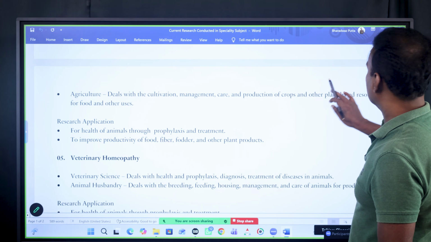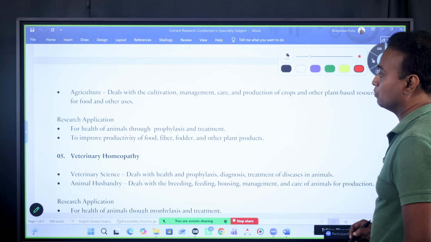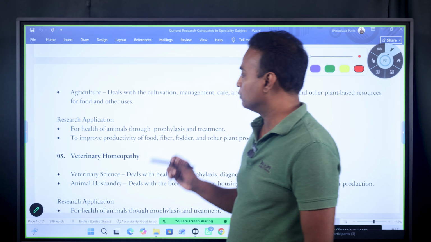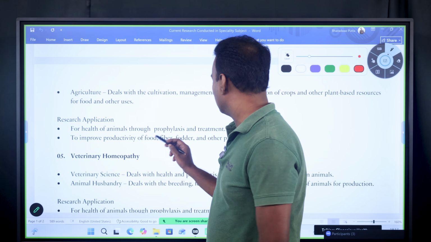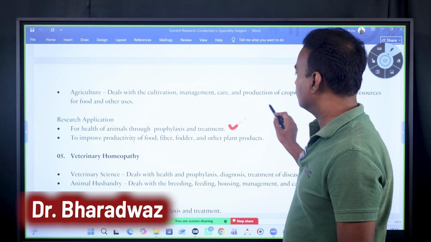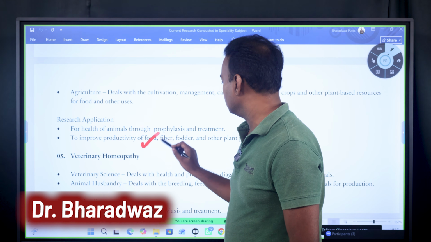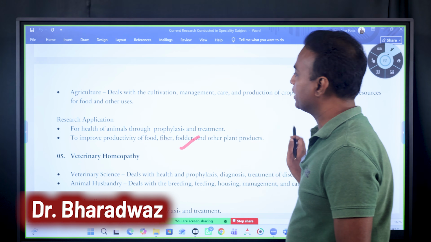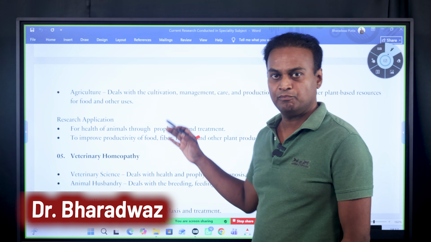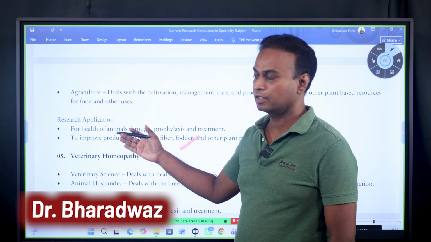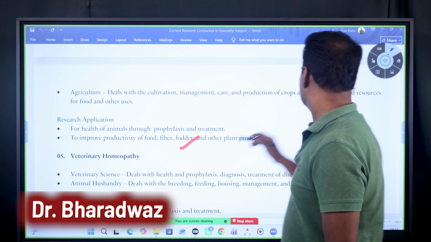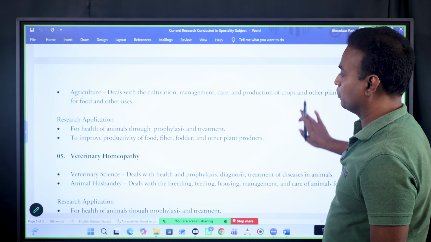Okay, so what research is being conducted as of now in agriculture or agrohomeopathy? Health of plants through prophylaxis and treatment. You can give prophylaxis and treatment. Improve the productivity of food, fiber, fodder and other plant products. So these are all the major research that are conducted as of now in agriculture, that is known as agrohomeopathy.